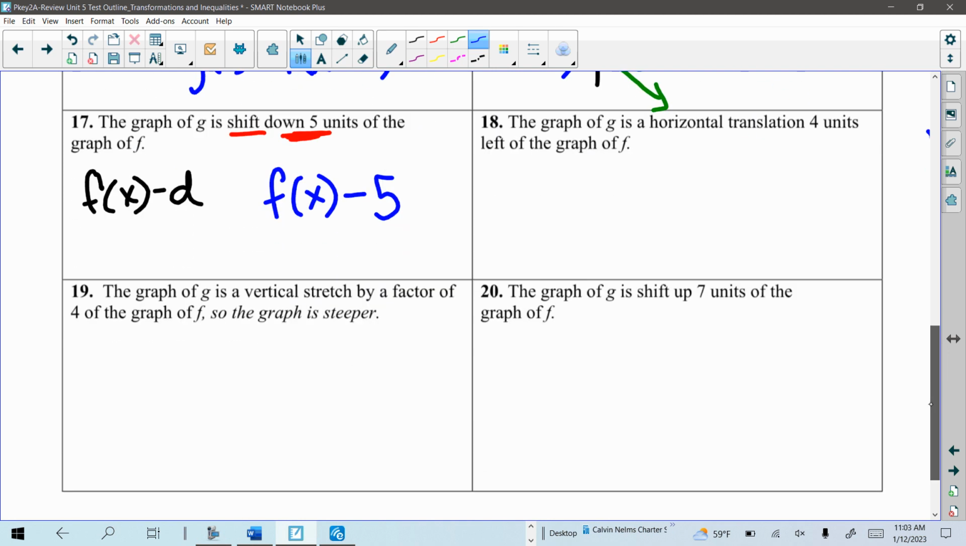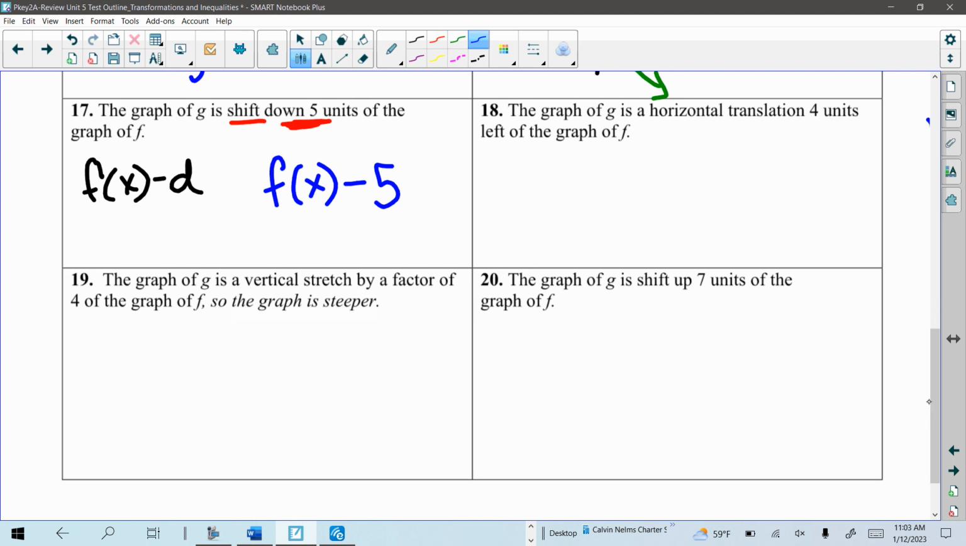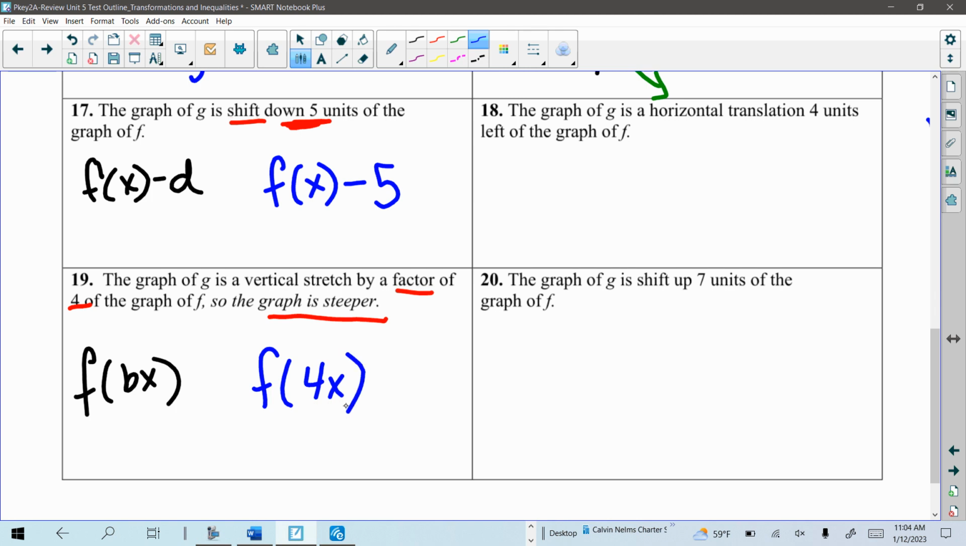All right, look at 19. A vertical stretch by a factor of 4, okay, the graph is steeper. Which rule deals with it being steeper? f of bx. Okay, so what would I write for this rule if it's a factor of 4? How would f of 4x? There we go, done.